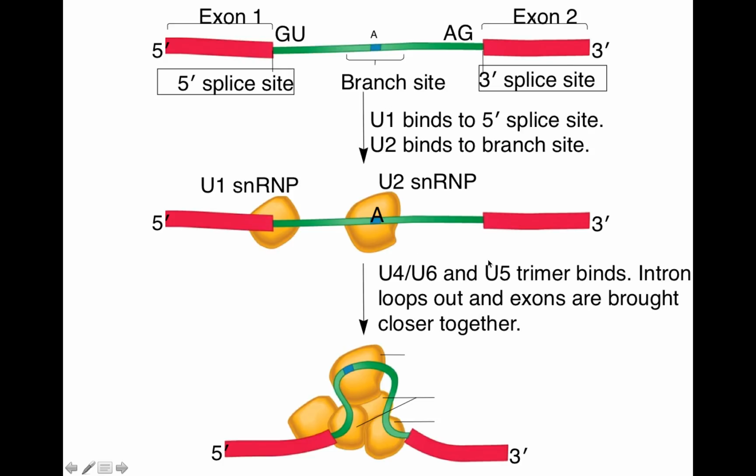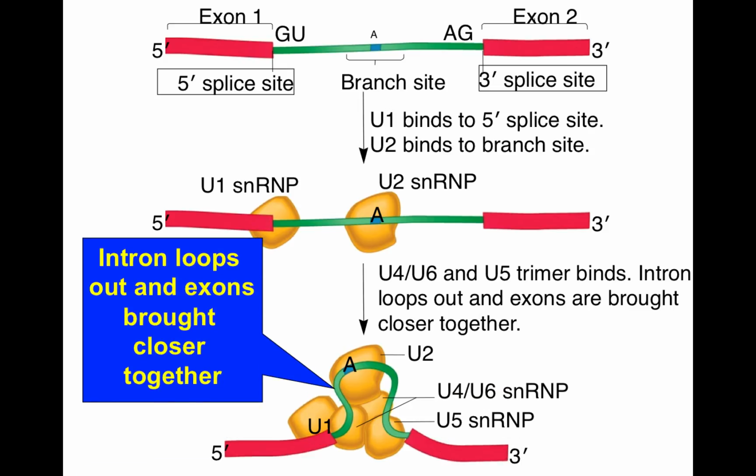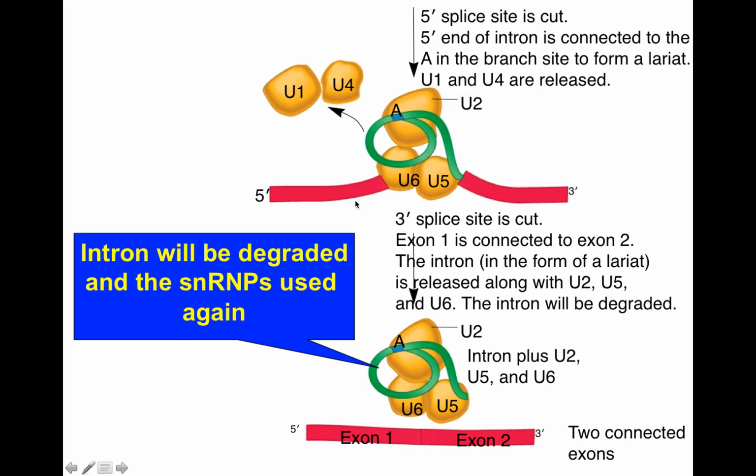U4, U6, and U5 form a trimer, all three of these subunits bind together. The intron loops out and the exons are brought close together. There's our branch site, the A residue. That's U1, U2, U4, U6, U5. And then the 5' splice site is cut, and the 5' end of the intron is connected at the branch site right here to form a lariat.